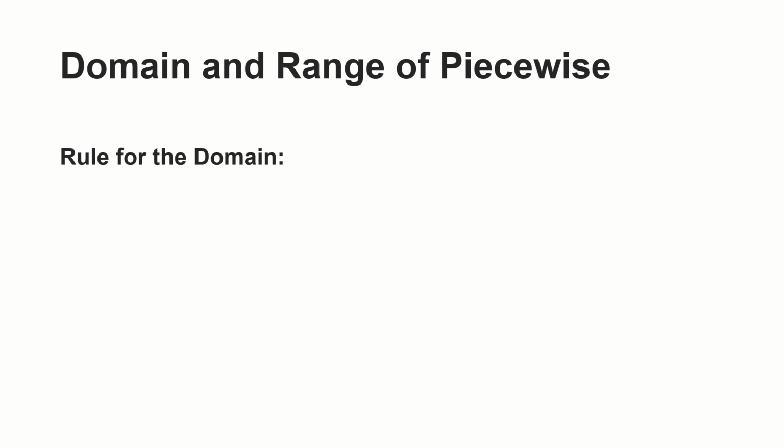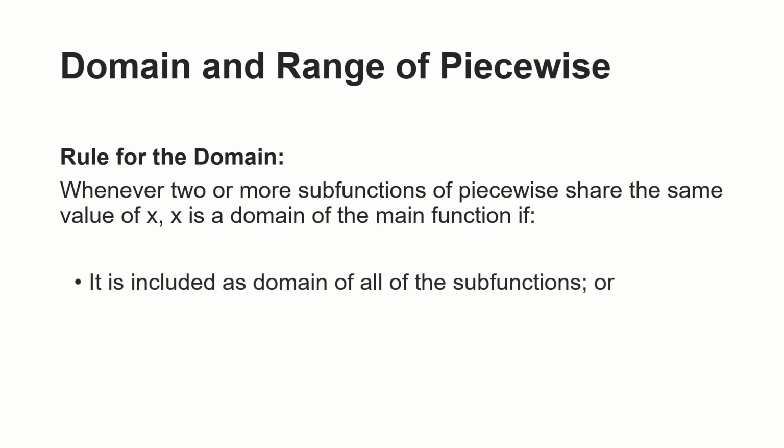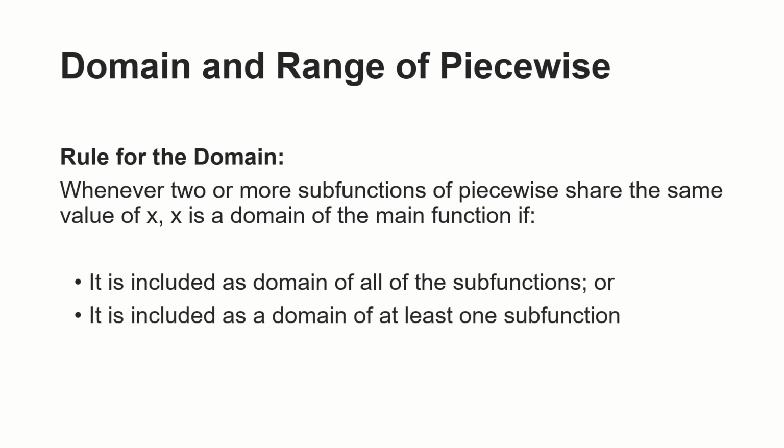We also have a rule for determining the domain and range of a function. Whenever two or more subfunctions of a piecewise share the same value of x, x is a domain of the main function if it is included as a domain of all the subfunctions, or it is included as a domain of at least one subfunction. So what does this mean?